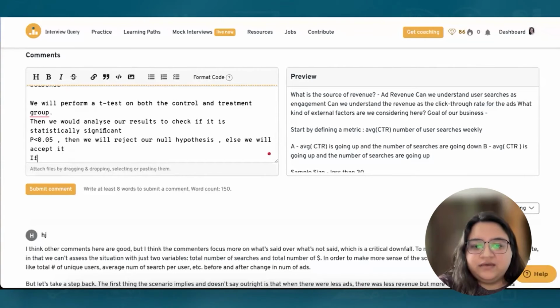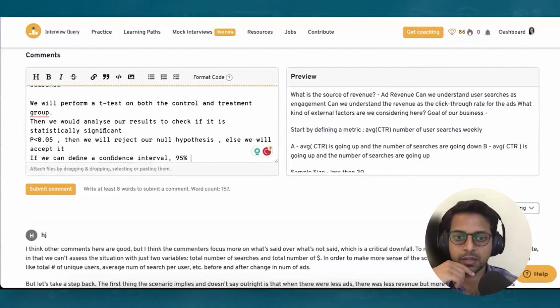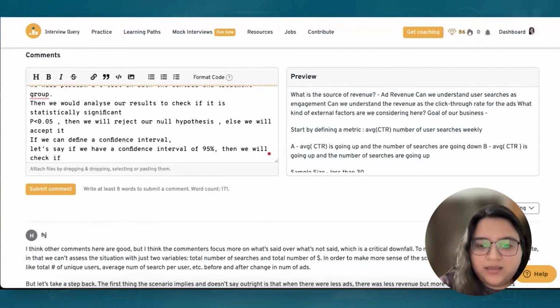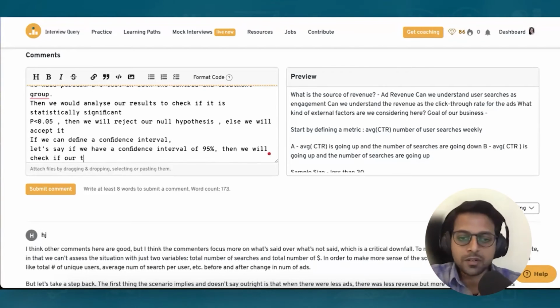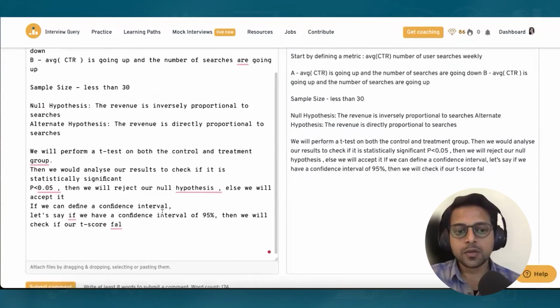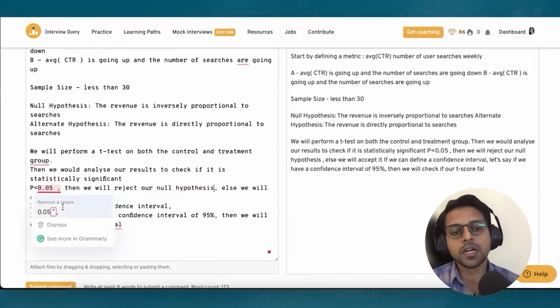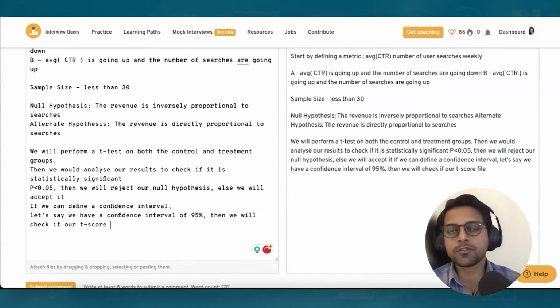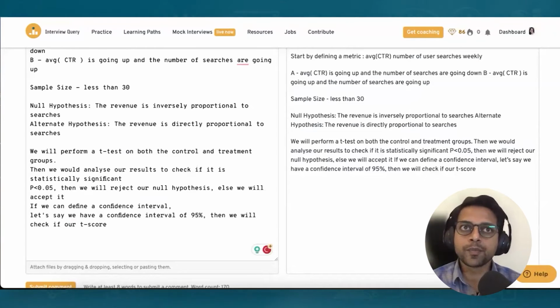Another way could be if we can define a confidence interval. Let's say we have a confidence interval of 95%. Right. And then we will check if our t-score falls inside the confidence interval. Understood. So let's say you have designed this A/B experiment, you run a t-test, you see results. Let's say p is less than 0.05 in this case. How would you validate the experimental result?